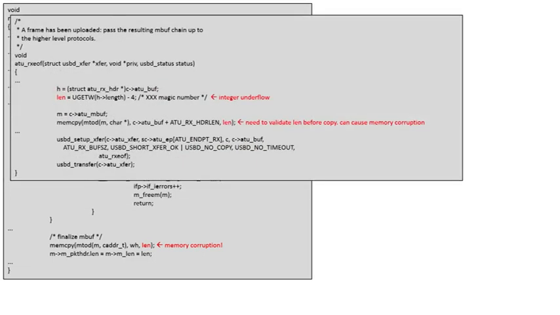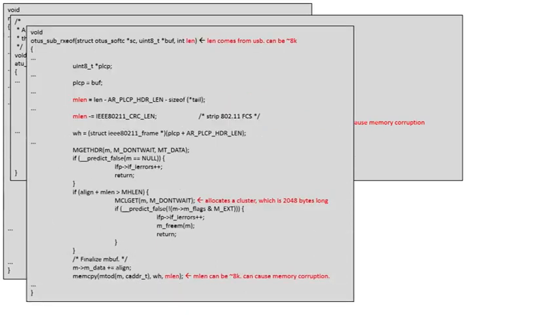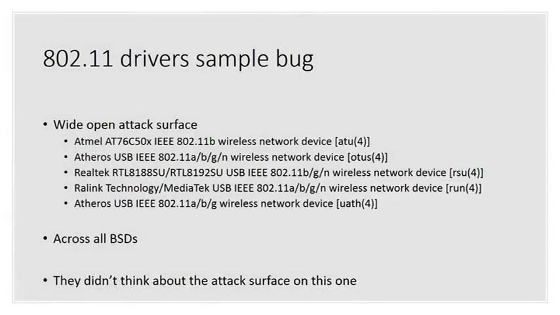Then this is a different Wi-Fi driver, and they grab this length field out of the USB packet and copy into an MBUF that can be up to 2,000 bytes. Again, a very similar heap corruption bug. And then this is another driver, with a very similar memcpy with a length, and this is another driver, very similar thing, where they take a length, do a memcpy, and it causes an MBUF heap corruption bug. There are more of these, but those are the ones that were very trivial.